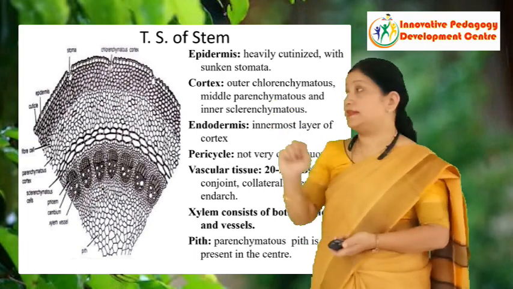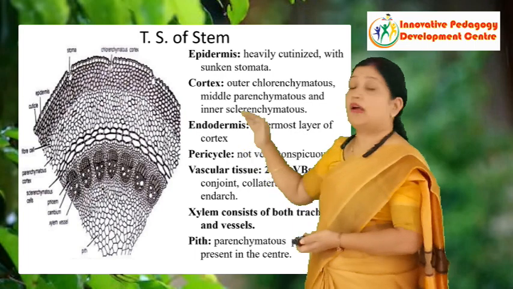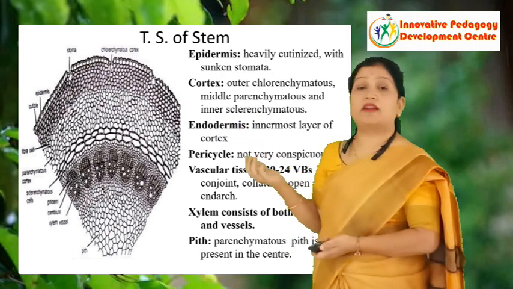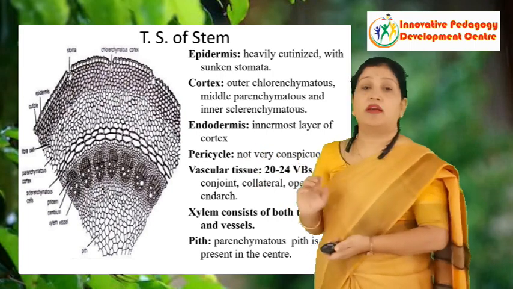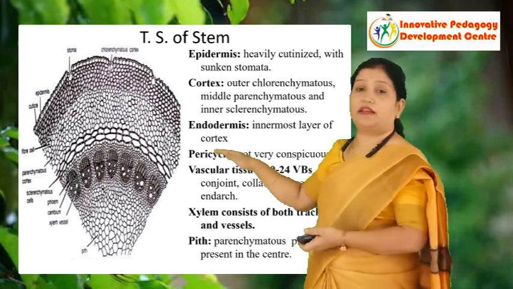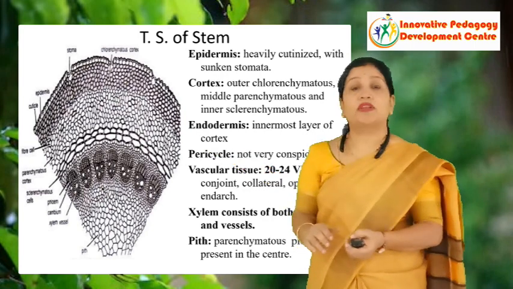You will have to remember that xylem consists of both elements, that is tracheids and vessels, because vessels are not found in the rest of the gymnosperms. This is a unique feature for Gnetum. And in the center, you can see the parenchymatous pith.